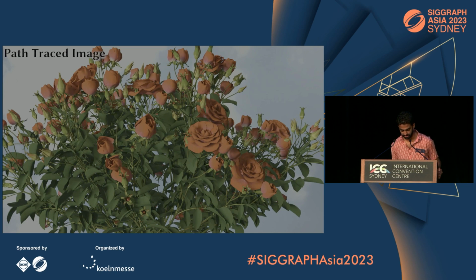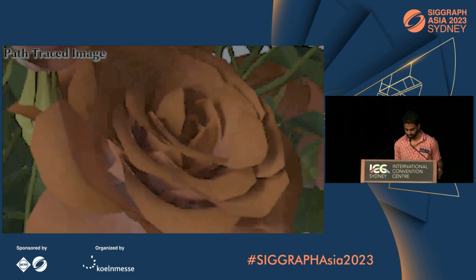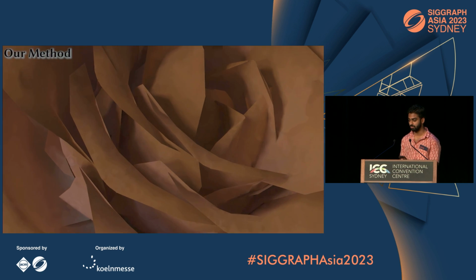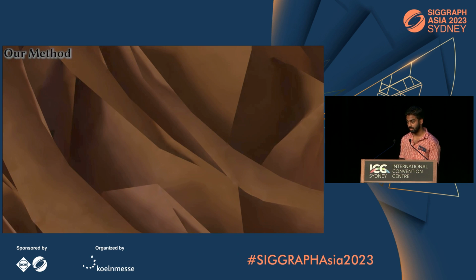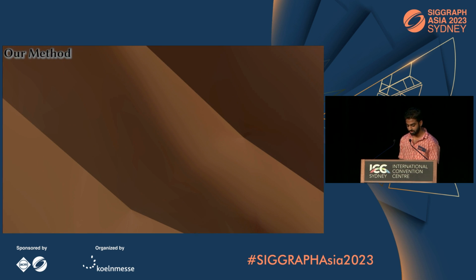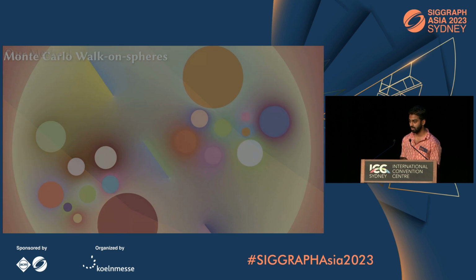I love sharp images, but when I zoom in, my path-traced images often look pixelated. What if there was a new way to store them? One where you could zoom all the way in, and further in, and further in. The edges look sharp at all zoom scales, no matter how far you zoom in.